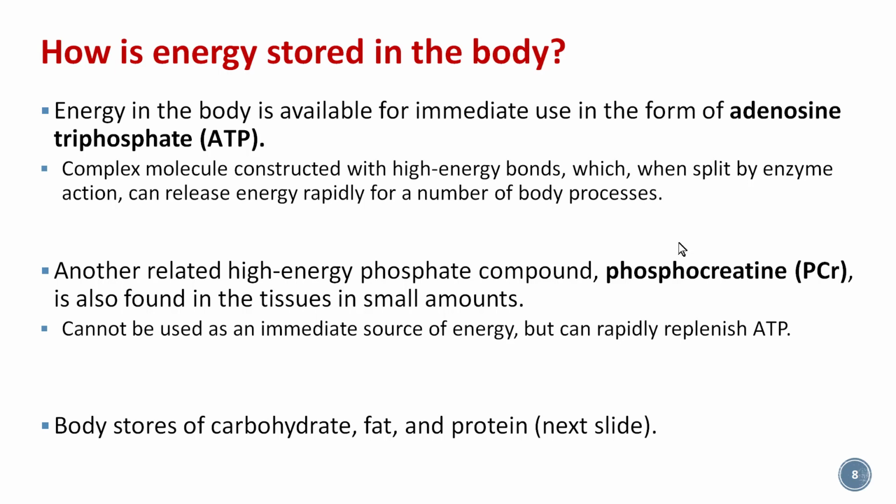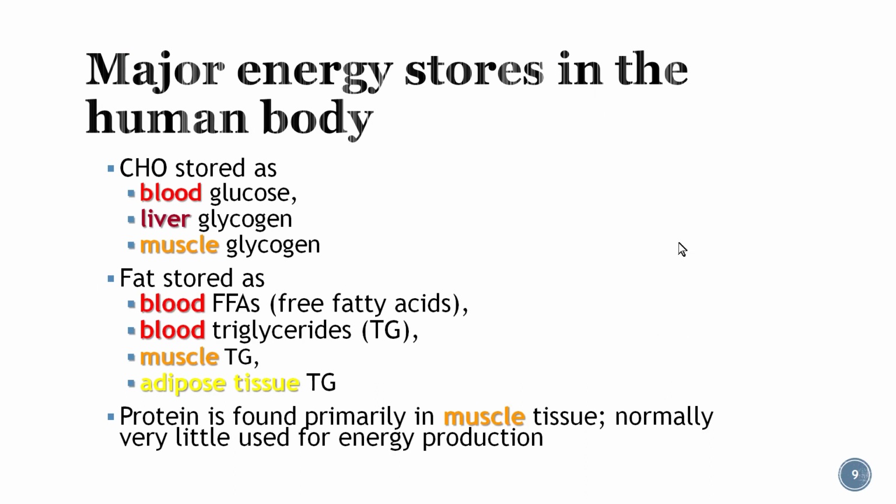So the body stores carbohydrates, fat, and protein. We're going to talk about that in the next slide. The ultimate source of all energy on Earth, as we know, is the sun. The solar energy can be harnessed by plants. And those plants take the carbon, hydrogen, oxygen, and nitrogen from their environment and produce either carbohydrate, fat, or protein. So what happens to those nutrients? We eat them and then we metabolize them. Our body, through digestion, breaks them down into their smallest pieces to store them in the body.